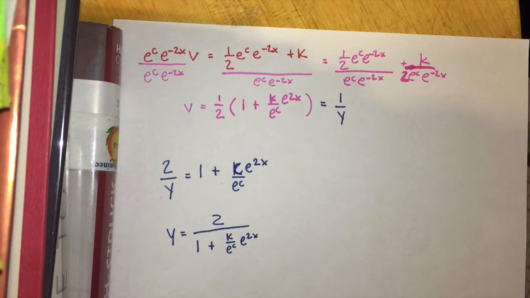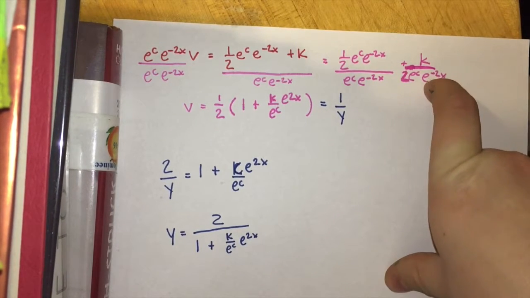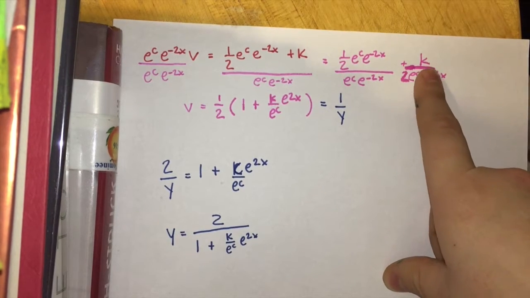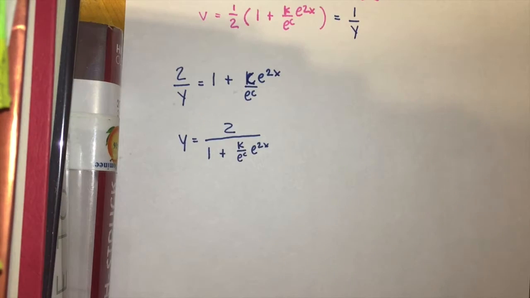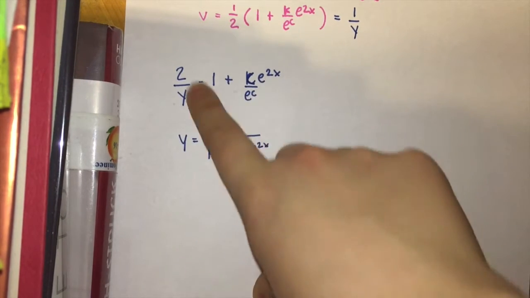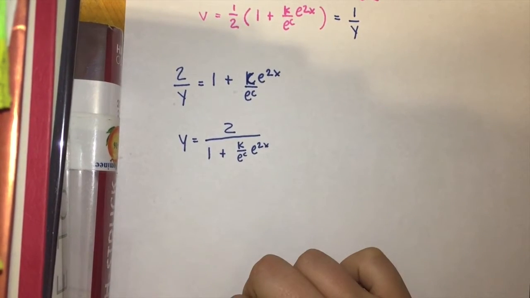And if that doesn't look immediately right, it's because this is times e to the negative 2x, and it's on the bottom part of the fraction. So this negative is just going to be a positive. And that's equal to 1 over y. So to find what y equals, we're going to just redistribute our numbers. So you can multiply y here and then divide 2 by this quantity. And then you would get y equals 2 over 1 plus k over e to the c times e to the 2x.